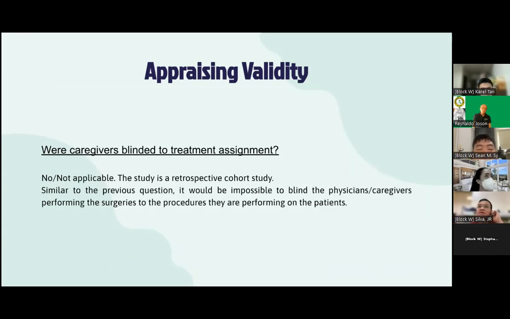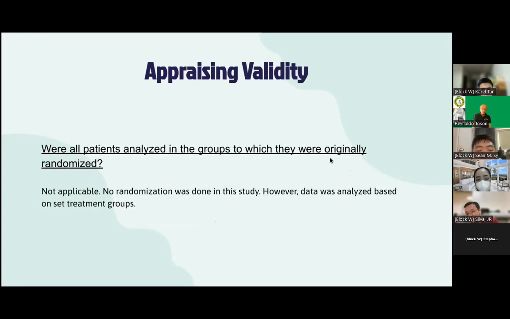Next slide, please. Caregivers were also not blinded to treatment, regardless of if this was a retrospective cohort study or a randomized clinical trial. It's impossible to blind a physician or caregiver, especially the person performing the surgery, as to what procedure they are performing on the patient. Next slide, please. So, once again, this is not applicable.